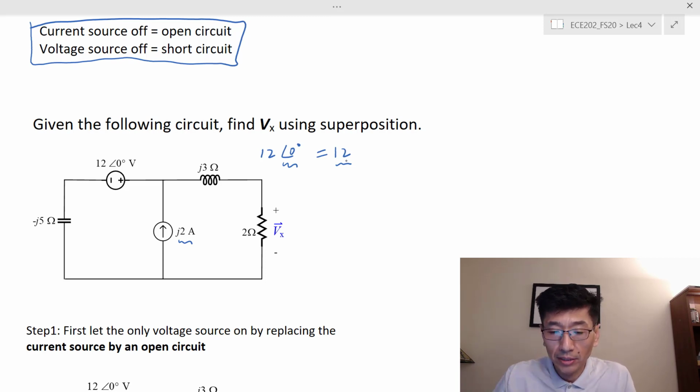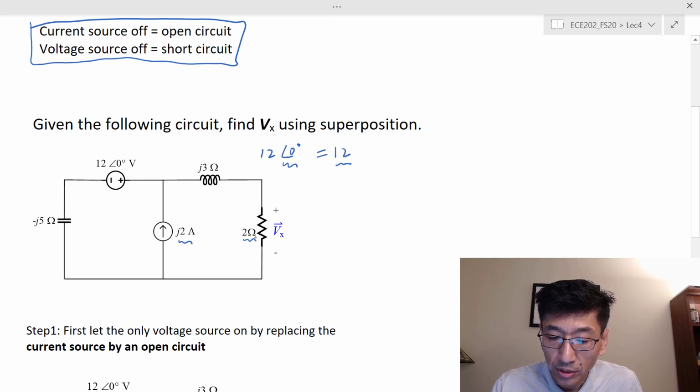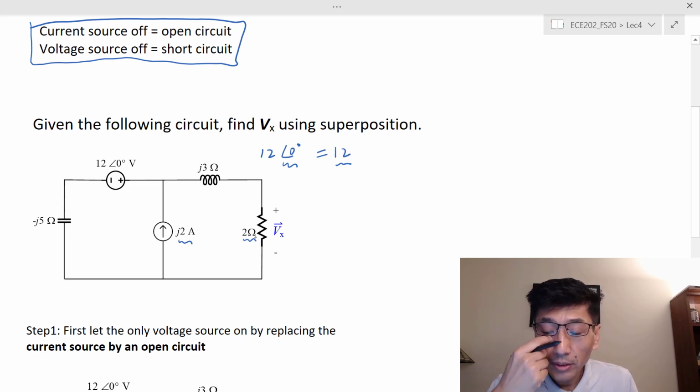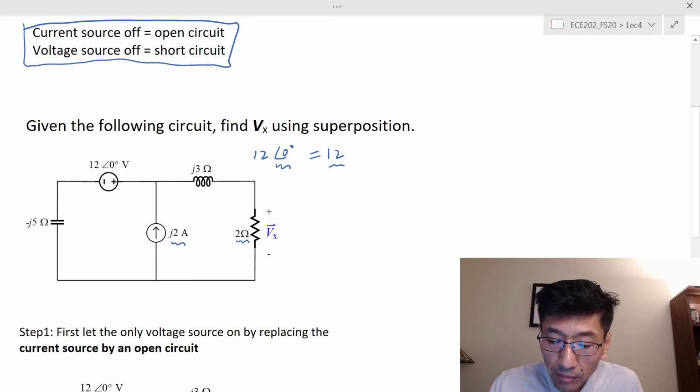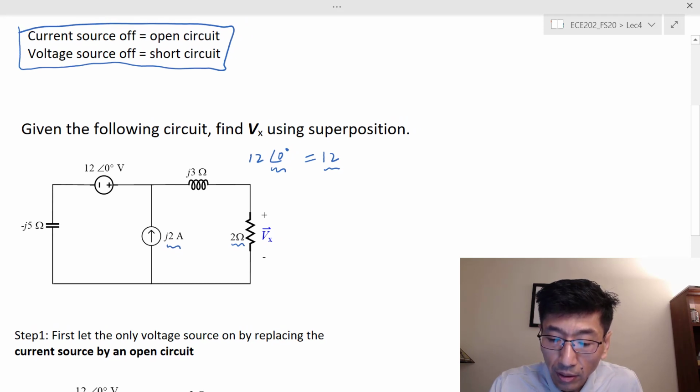You are absolutely correct. Okay, so in this case, I'm interested in finding the voltage across this 2 ohm resistor, right? So everything is labeled in this circuit. Now I have this impedance, right? So I have a j3. This is impedance. Why is this not admittance?